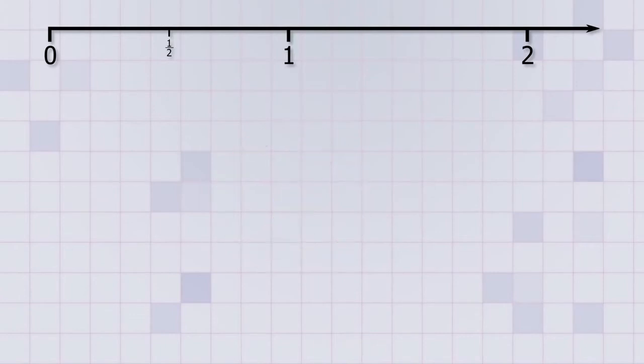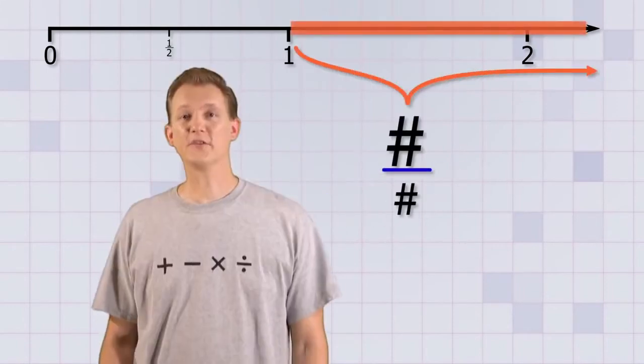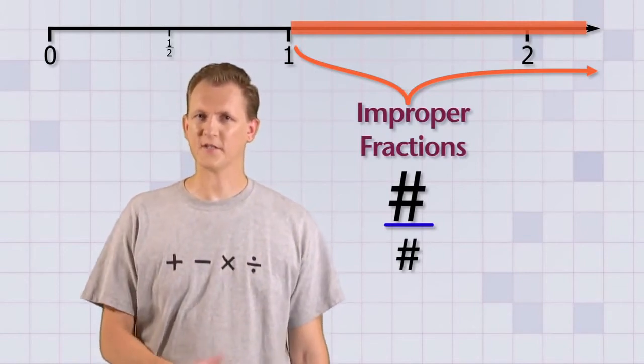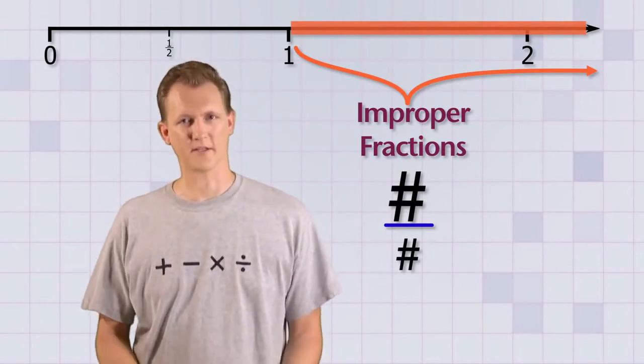Okay, our last rule is this. If the top number is greater than the bottom number, then the value of the fraction will be bigger than 1. That means it'll be somewhere in this section of the number line, which goes on forever. These are called improper fractions. Because even though they're written like regular fractions, since their value is greater than 1, they aren't really used to represent smaller parts of things.